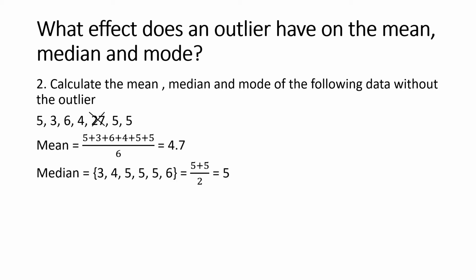Next, let's look at the median. Once again, make sure you put it from smallest to largest. We can see that there is actually 2 pieces of data in the middle, so we will take the average of them. 5 plus 5 divided by 2 equals 5. And the mode, once again, is the most occurring, which is 5.